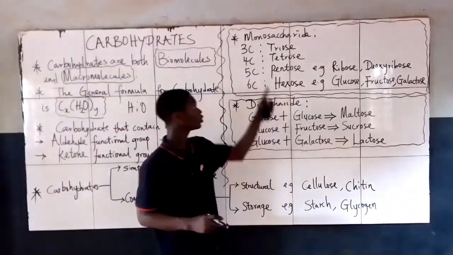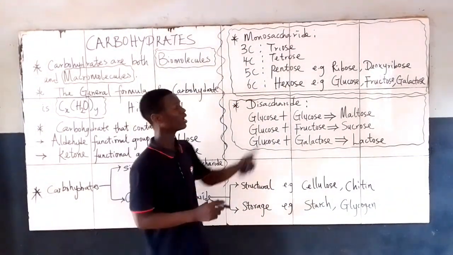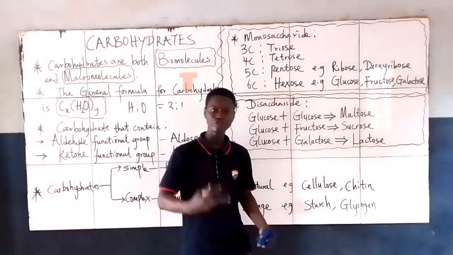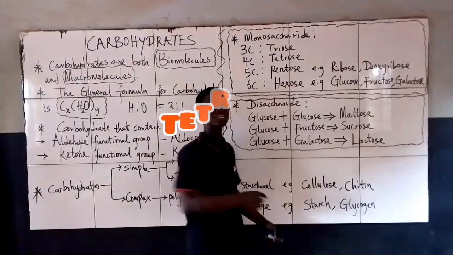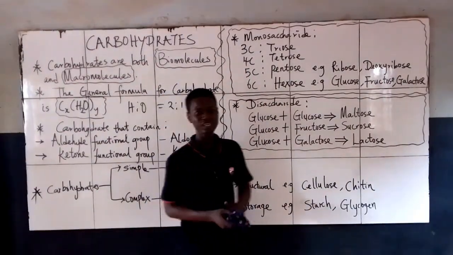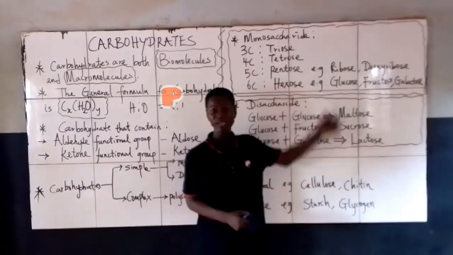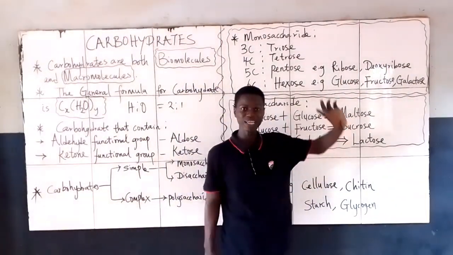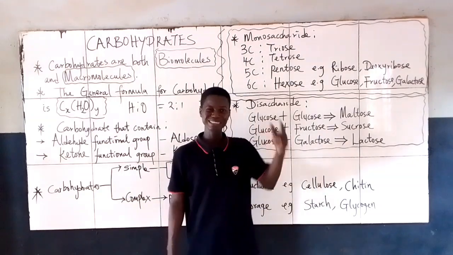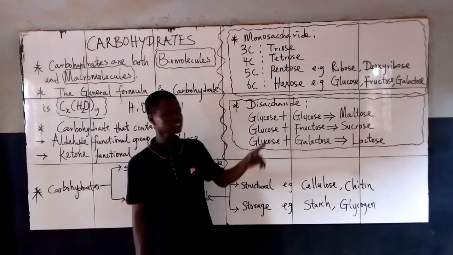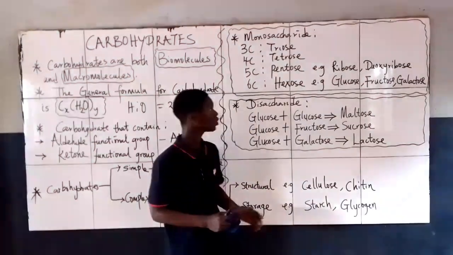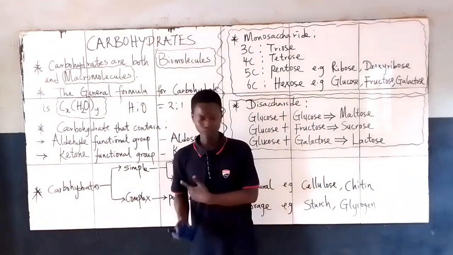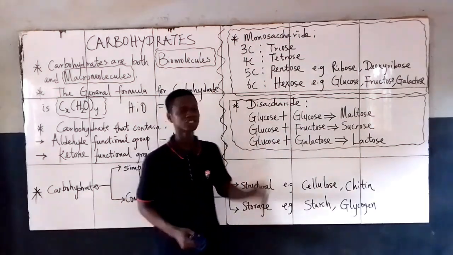So now we know this. We quickly do a quick revision on monosaccharide. Now a monosaccharide that contains 3 carbon atoms is called a triose. A monosaccharide that contains 4 carbon atoms is called a tetrose. While a monosaccharide that contains 5 carbon atoms is called a pentose. Examples of pentose are ribose and deoxyribose. And as you all know, ribose is found in RNA, while deoxyribose is found in DNA. A monosaccharide that contains 6 carbon atoms is called a hexose. Examples of hexose sugar are glucose, fructose, and galactose.